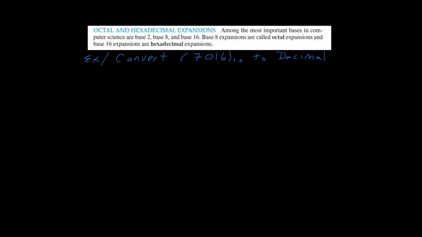Okay, moving on. Octal and hexadecimal expansions. The most important cases in computer science, other than decimal, are base 2, base 8, and base 16. Base 8 expansions are called octal expansions, and base 16 expansions are called hexadecimal expansions. So let's do some examples of those. That right there should be an 8.